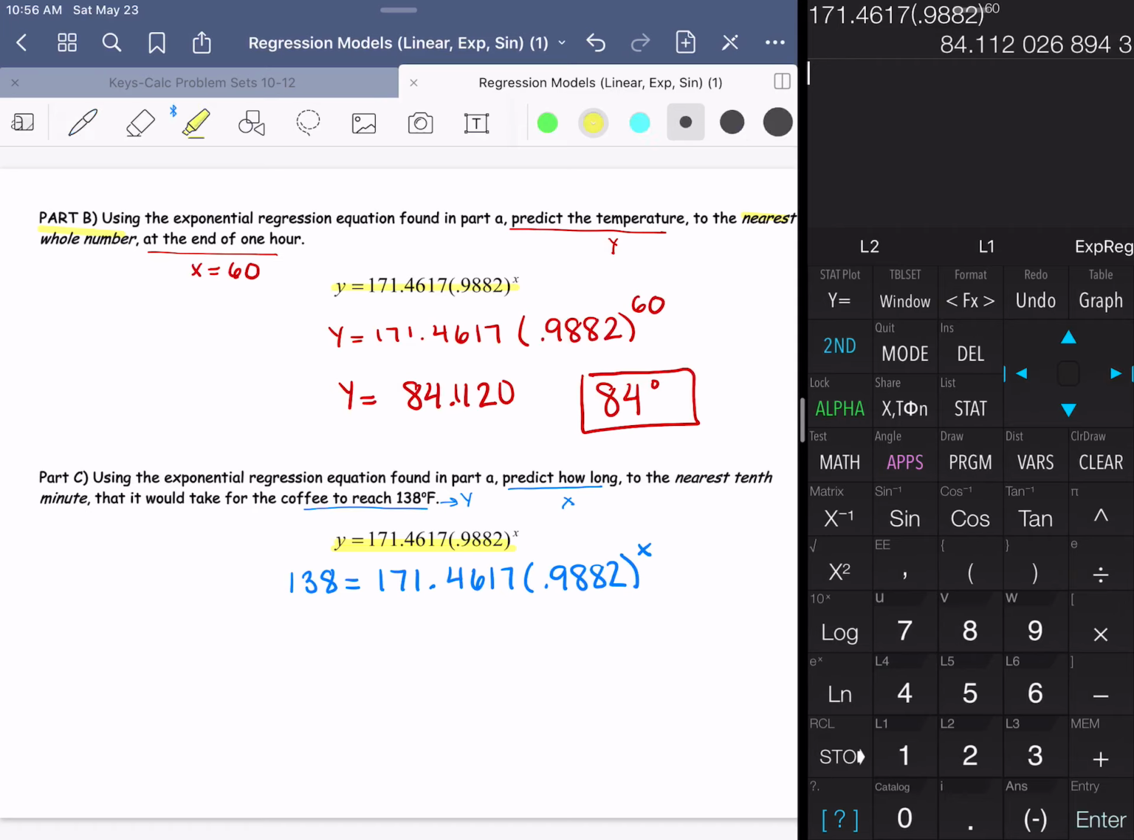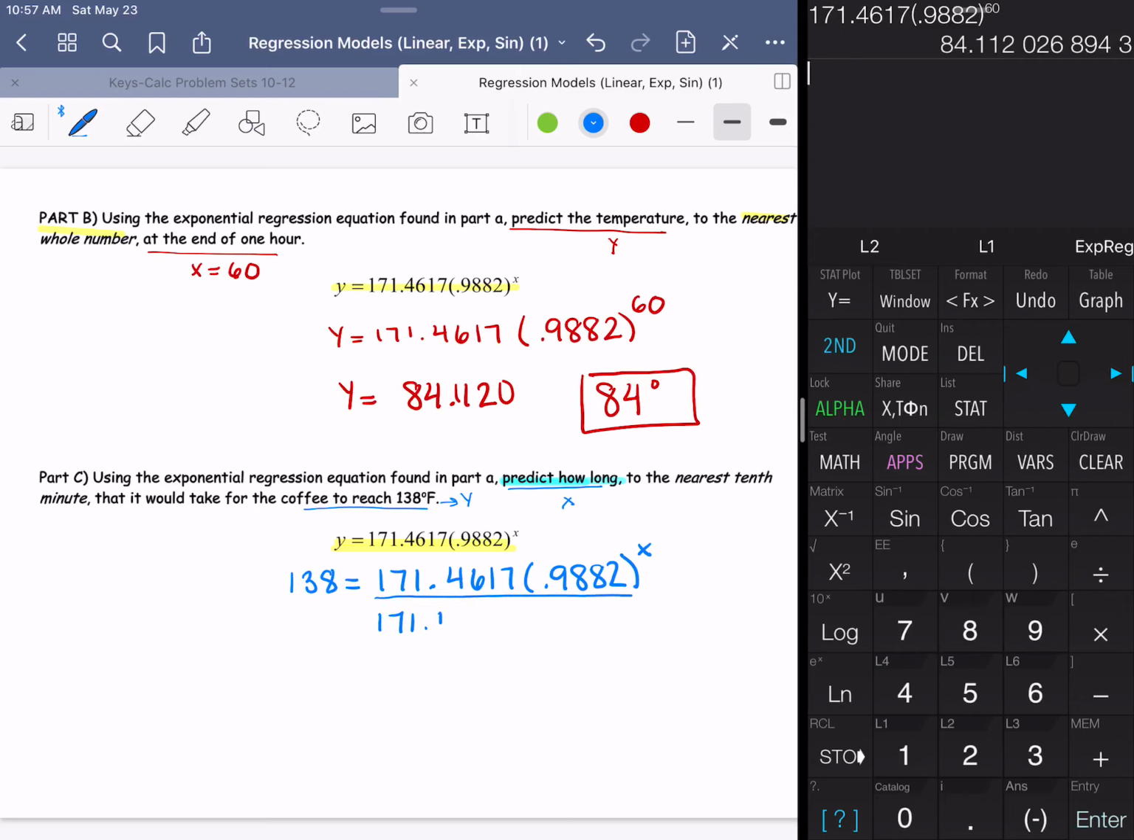I know it's been a while since we've done it, but anytime we're asked to find how long, time, you need to be thinking we need to use logs to solve. The way that we do log equations is we first have to isolate the base with this exponent attached to it. So we have to get rid of this 171.46.